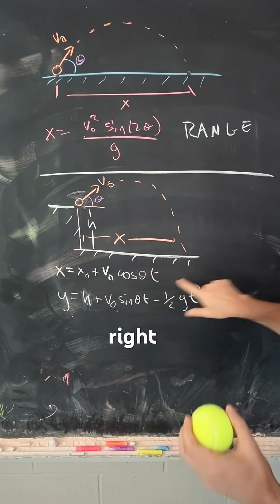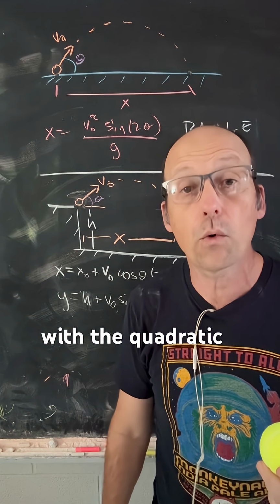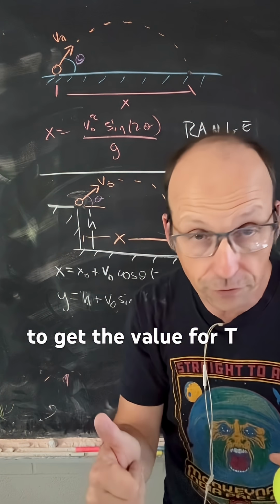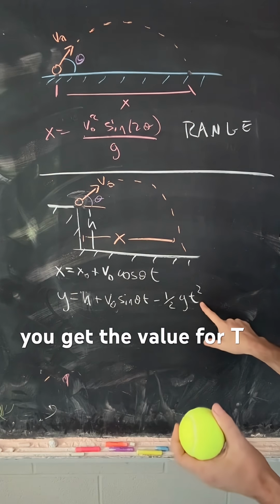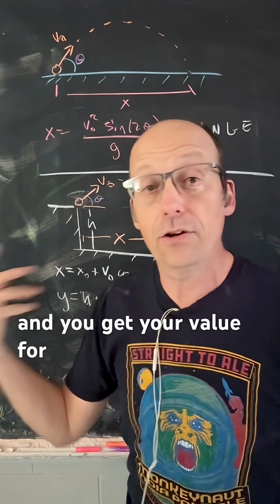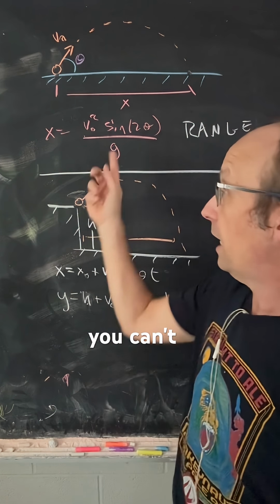So this right here, you're going to have to solve with the quadratic equation to get the value for t. But you can do that. Once you get the value for t, plug it in here, and you get your value for x. But you can't use that.